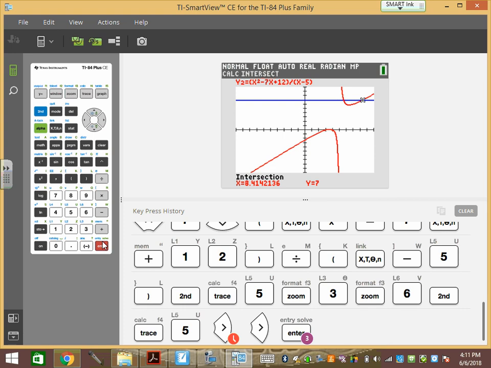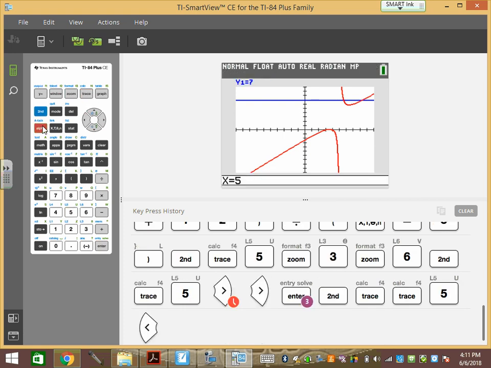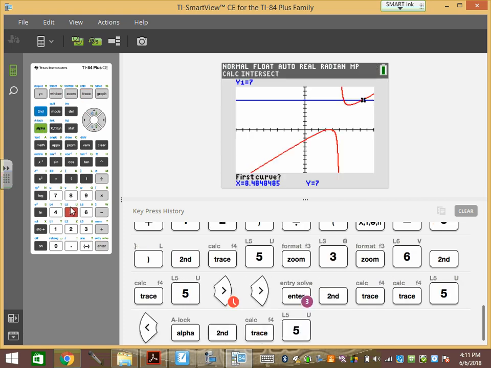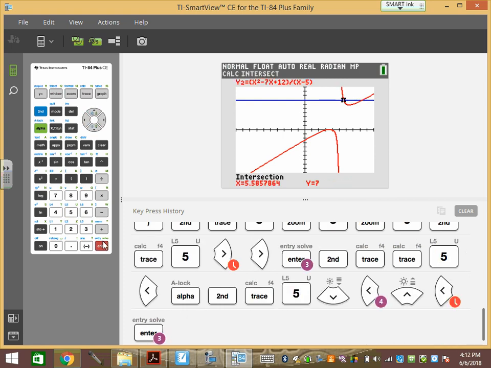And I get 8.41. Just writing it on my whiteboard. And then second trace 5. Move over to the other one. Oh, I did it again. Second trace 5. That's that blue line. Move over. Enter, enter, enter. And I get 5.59. I think the other one was 8.41. I'm just going to check. Second trace 5. Enter, enter, enter. And remember 8.41.